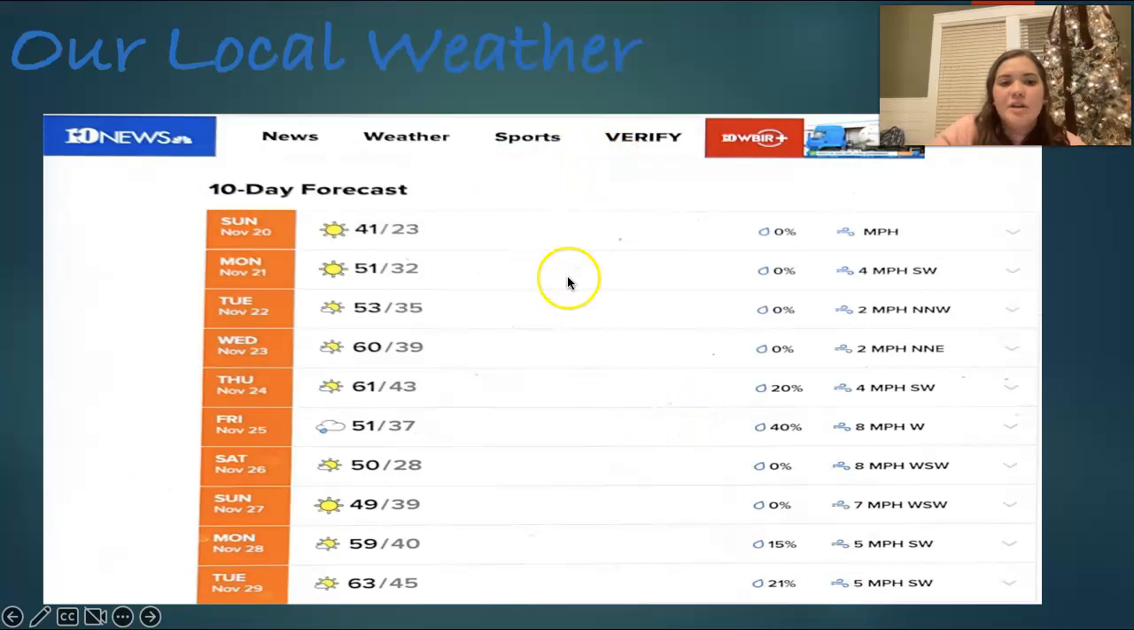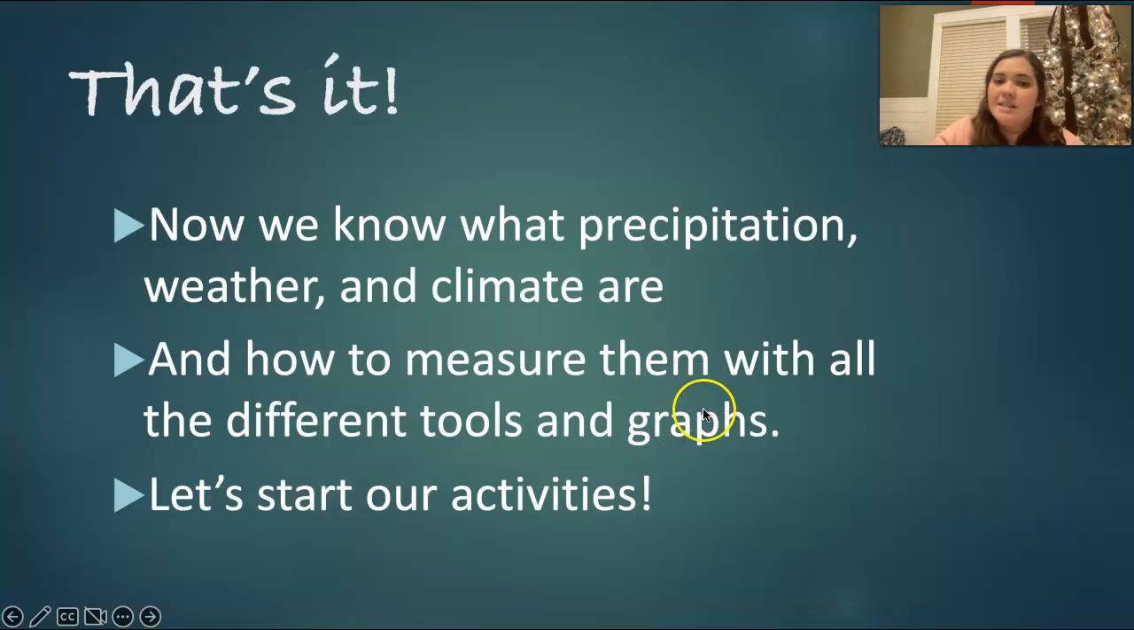All right, here's a picture of our forecast. Now, we're not going to look too much into that, but you'll see a sun here, and a little bit of cloud with a drop of rain. That just means there's going to be a low percentage of rain. Now that we know all about precipitation, weather, and climate, and how to measure them with the tools and the graphs, we can look into our activities.